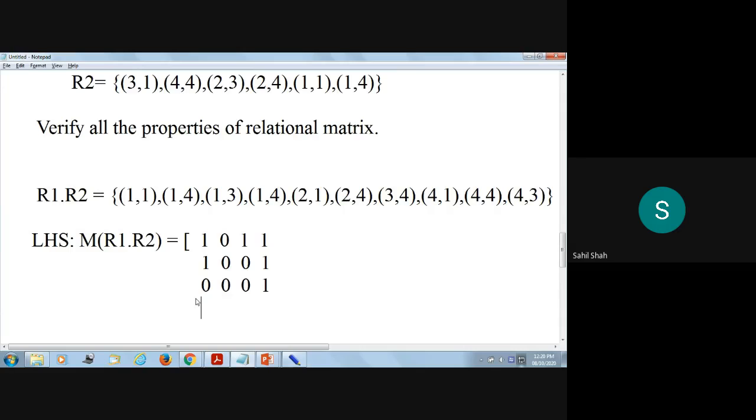Do we have 4, 1? Yes. Do we have 4, 2? I think no. Do we have 4, 3? Yes. Do we have 4, 4? Yes. How to cross check?